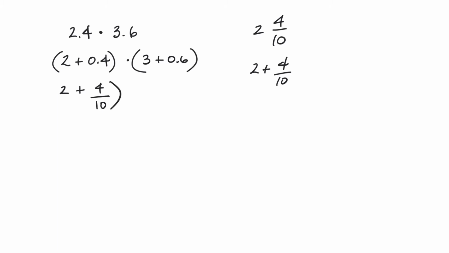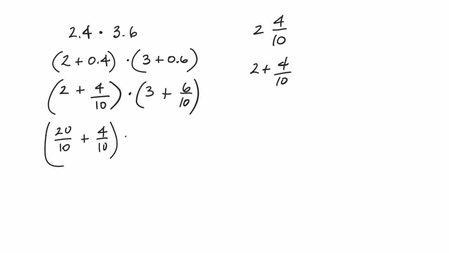Okay, so we've got that, and then times 3 plus 6/10. Now I want to write the 2 and the 3 as fractions with a denominator of 10, so I'll multiply top and bottom by 10. So this will become 20/10 plus 4/10 times 30/10 plus 6/10. So this is 24/10 times 36/10.